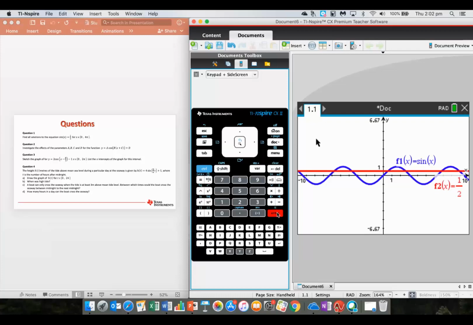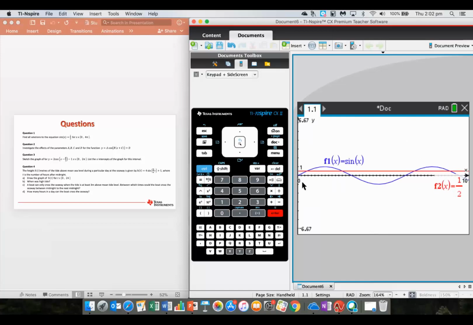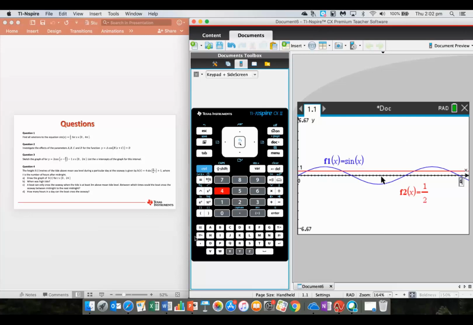The first thing I'm going to do is change the domain because the domain we were looking at is from 0 to 4 pi. So double click on the minimum x value. I'll type 0 and hit enter. I'll move that out the way. Double click on the maximum value and I want the maximum value for x to be 4 pi. So I'll do 4 and I'll use this button at the bottom, the pi button, to put 4 pi in there.